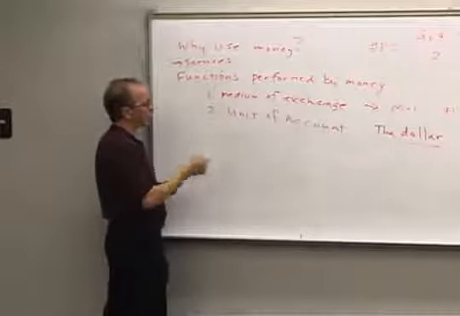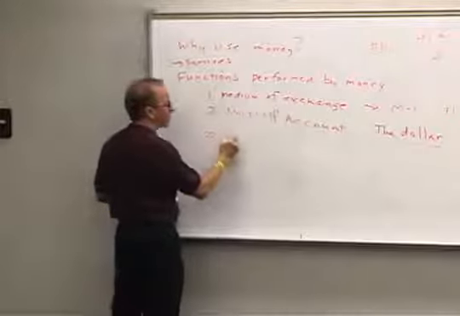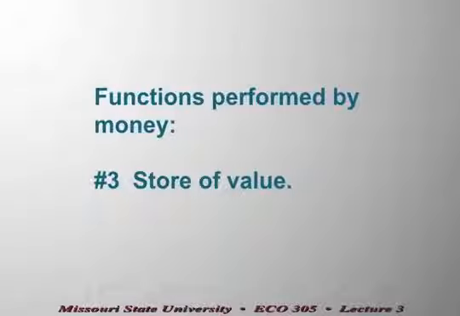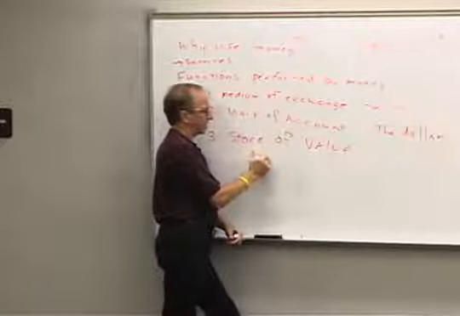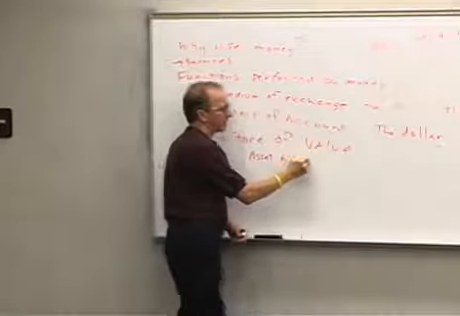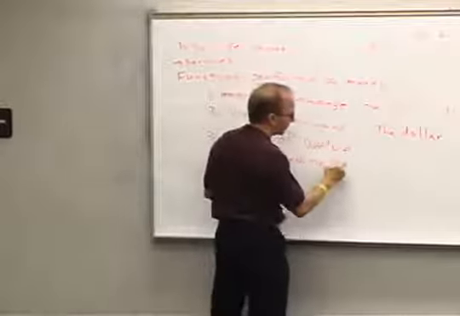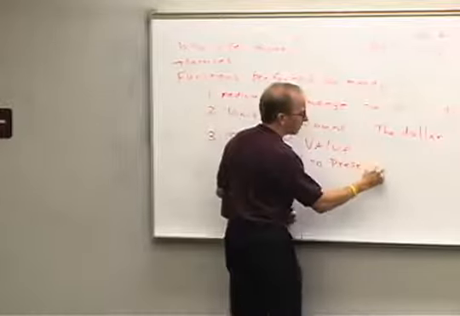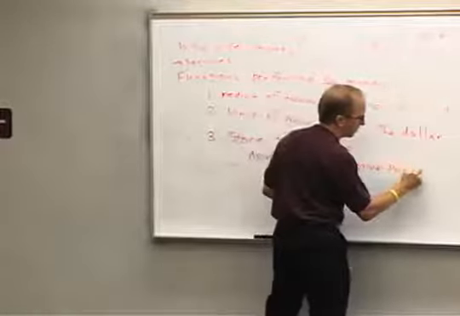The third function performed by money, money is a store of value. Money is an asset held to preserve purchasing power over time.